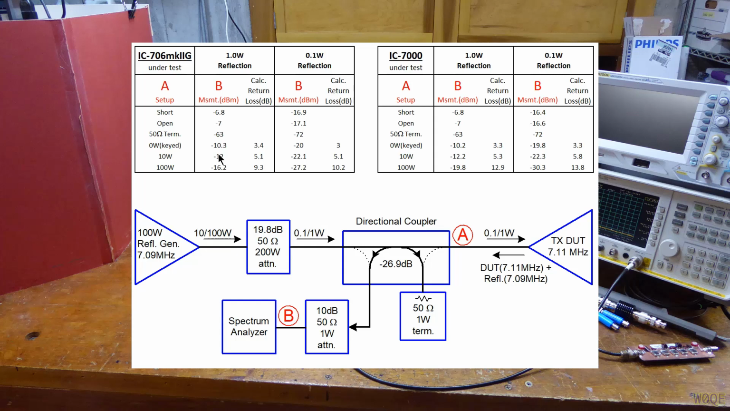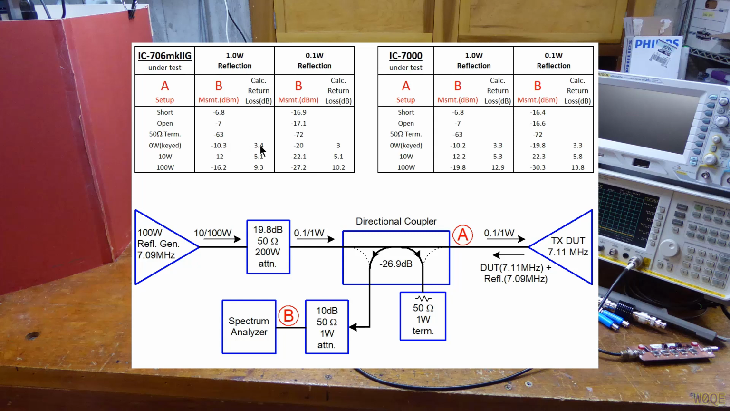These are the results. When the transmitter, the 706, was keyed but with no RF present, based on the reflection magnitude, I saw between 3 and 3.4 dB of return loss. Then I saw 5.1 dB when I was running 10 watts out of the 706, and I saw 10.2 and 9.3 dB of return loss, based on the magnitude of reflection again, when I was running 100 watts out of the 706.